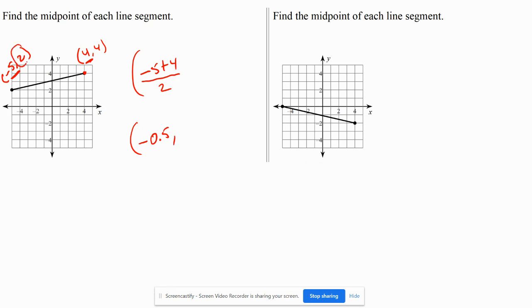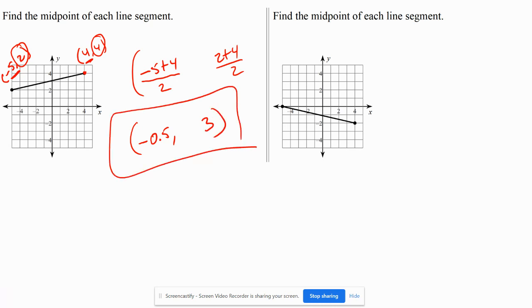Now, what about the y value? I'm just focused on the y values of my endpoints. 2 plus 4 divided by 2. Now, you might be asking, is it 2 plus 4 or 4 plus 2? Does it matter which one I add first? No. Right, 2 plus 4 divided by 2. Isn't that 3?